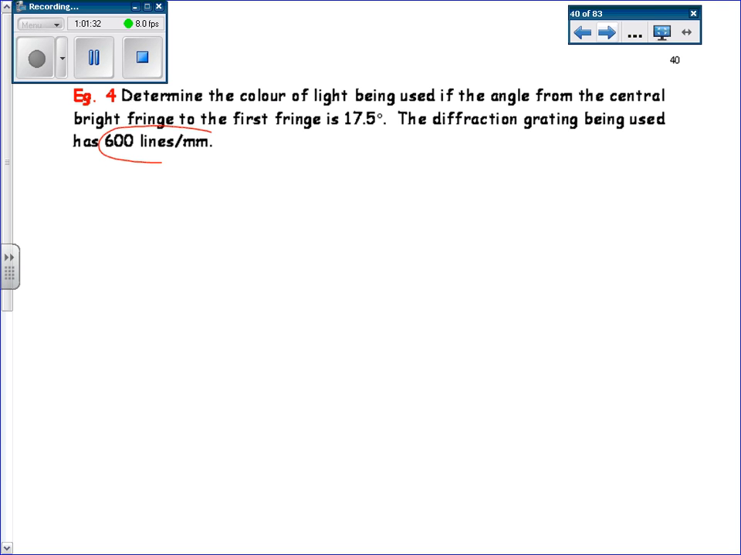When you're given d as a certain number of lines per a distance, I just want to show you how to convert that in case you encounter it in some problems at the beginning of the assignment before we go over this on Monday. To get that into meters, we have to flip this basically. And we're going to write 1 millimeter in meters. So that's 1 times 10 to the negative 3 meters divided by 600 is what you would do there. So that would give you 1.667 times 10 to the negative 6 meters.